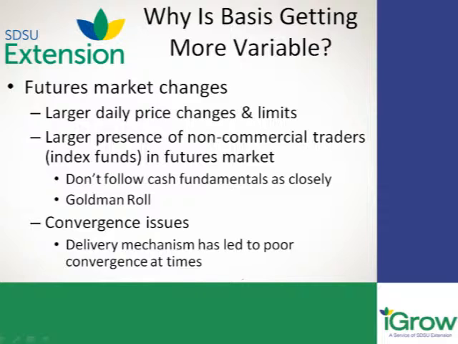Another thing that has caused basis to get more variable on the futures market side is the convergence issue. Some of you may be familiar with that or have dealt a little bit with that in some markets. Basically, there has been difficulty in the last few years, though not as many in the last year or so, with the convergence of the cash market and the futures market when that contract goes into delivery. That's become an issue in some markets, particularly farther east and farther south of us. If you're interested in that particular issue, I'd invite you to go to the University of Illinois at Urbana-Champaign website, farmdoc.uiuc.edu.